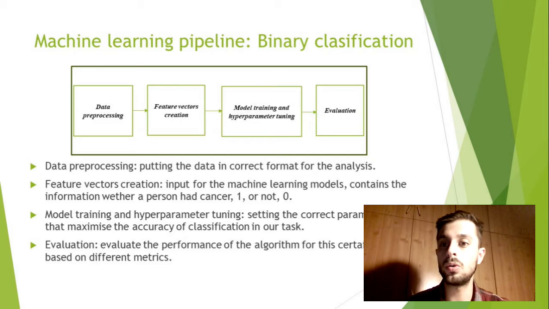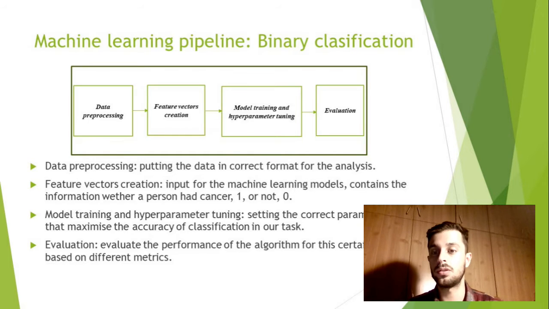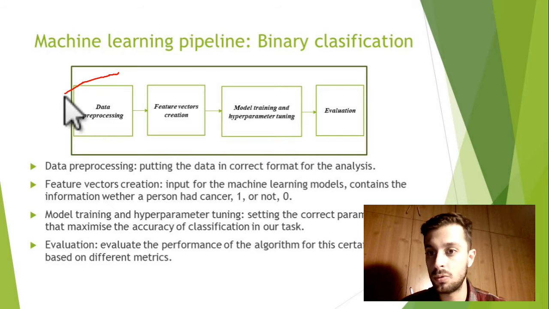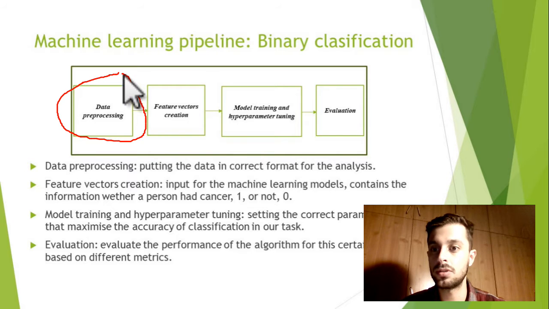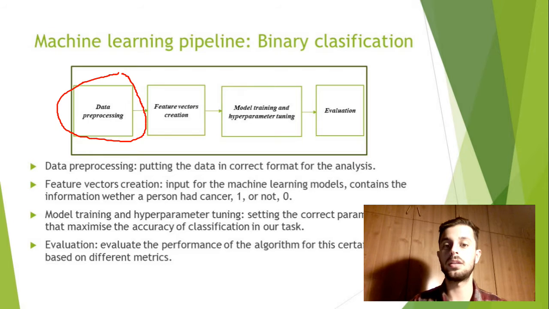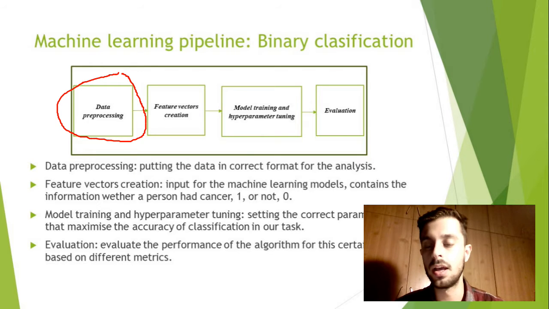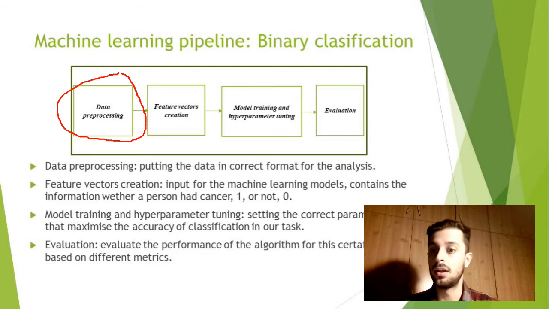For doing so, here we present a typical machine learning pipeline. In our case, it would be for binary classification, whether an input person is likely to have cancer or not. The first step would be the data pre-processing. Data from the real world may not be in the correct format for the analysis, so we have to perform pre-processing.